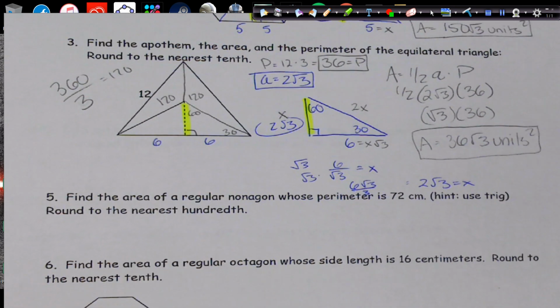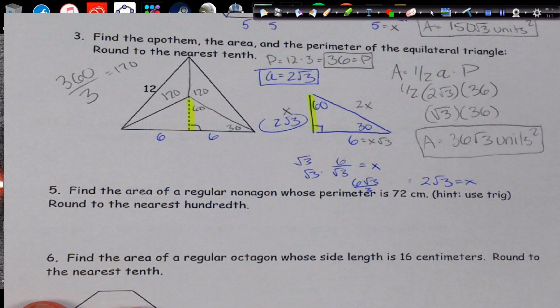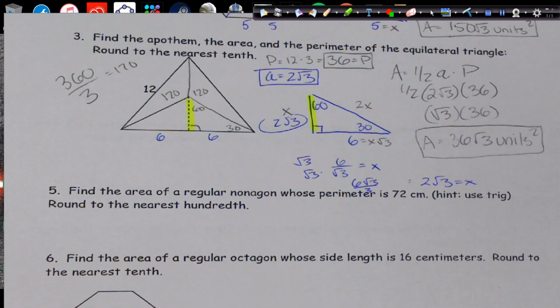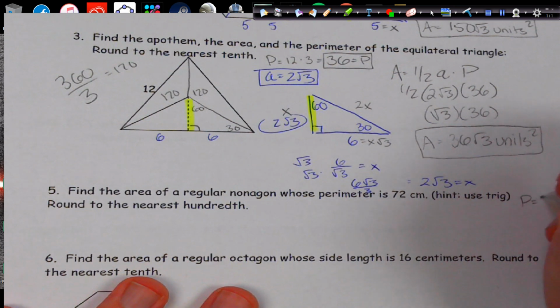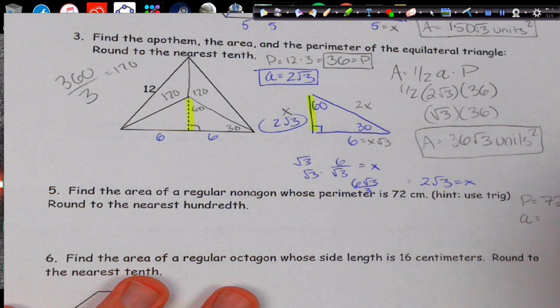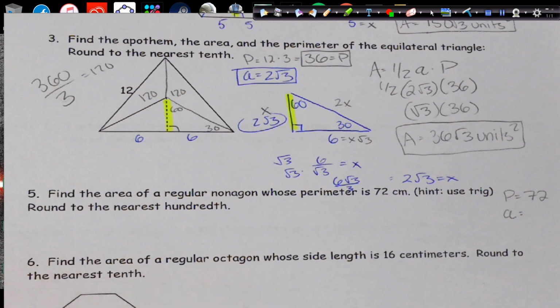Find the area of a regular nonagon whose perimeter is 72. I gave you a lot less space than you would probably imagine, but we can fit this in. Our perimeter is given to us. I'm going to go ahead right off to the side of the perimeter. I need to find the apothem, which I don't know.